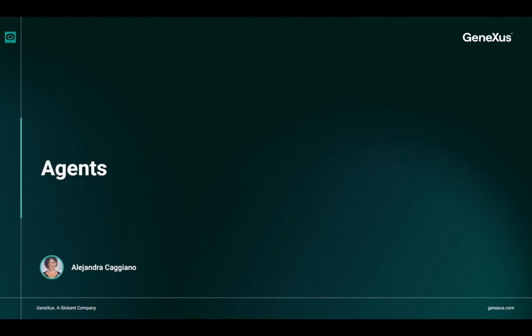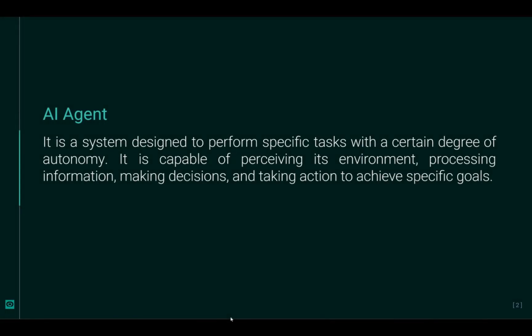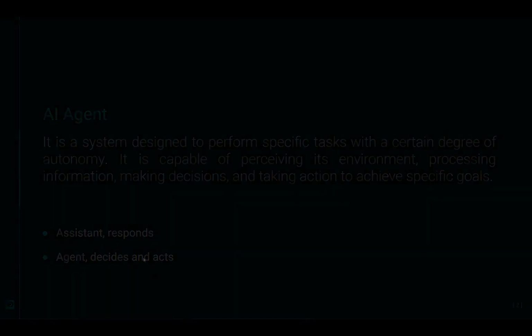Global Enterprise AI enables the creation, configuration, and management of artificial intelligence agents, thus driving new, forward-looking ways of working. And what is an artificial intelligence agent? It is a system designed to perform specific tasks with a certain degree of autonomy. It is capable of perceiving its environment, processing information, making decisions, and taking actions to achieve specific objectives. So, while an assistant responds, an agent decides and acts.